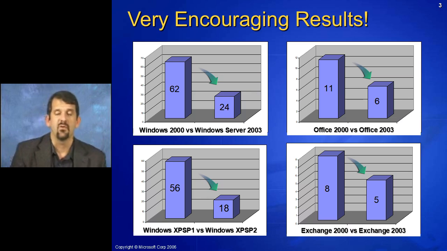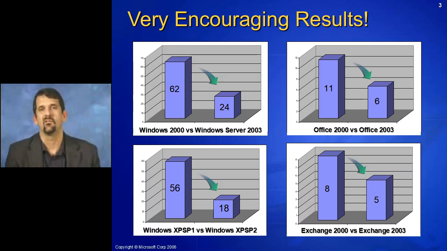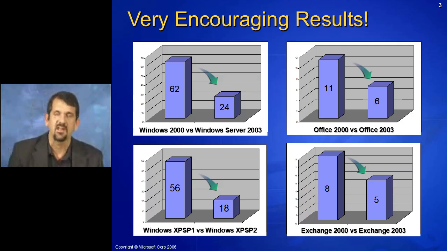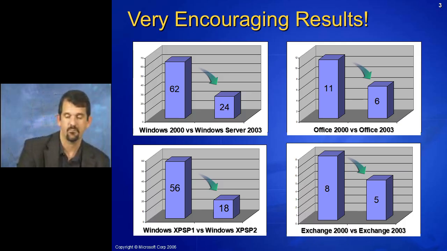The general rule of thumb we have is that for any product going through the security development lifecycle that had not previously, we see an approximately order of magnitude improvement, in other words, cutting in half the number of vulnerabilities from the preceding version.